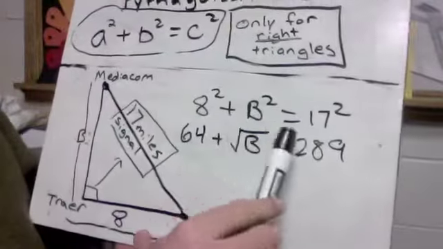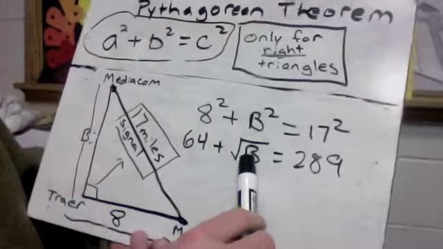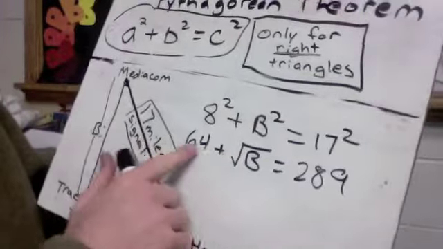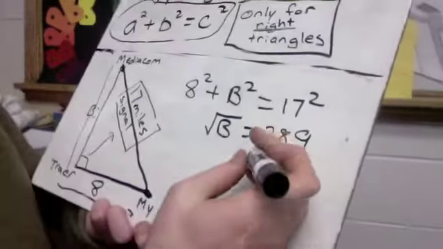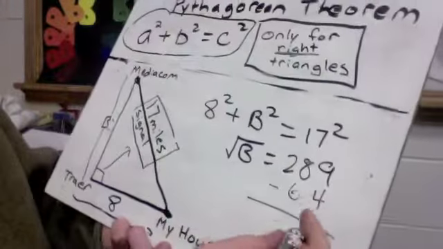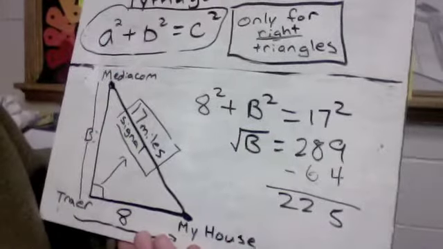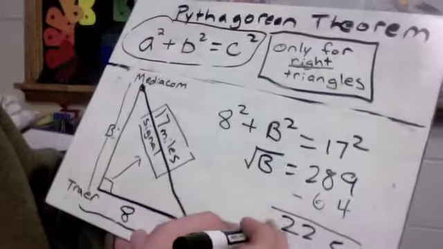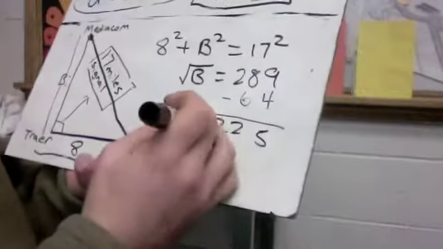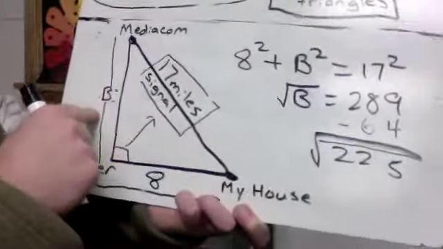Now, we can't just add these two numbers together to get what this is. It's a little different. Since they're on opposite sides, we're going to subtract. Okay, so I'm going to cross the 64 off here, and I'm going to put minus 64 right here. Okay, so that would be 225. Okay, so now I know that the square root of B squared is 225. So let's do the square root of this. Okay, that's going to get us this side right here.